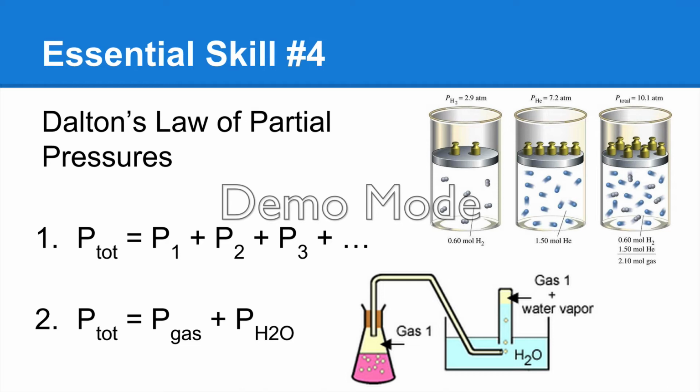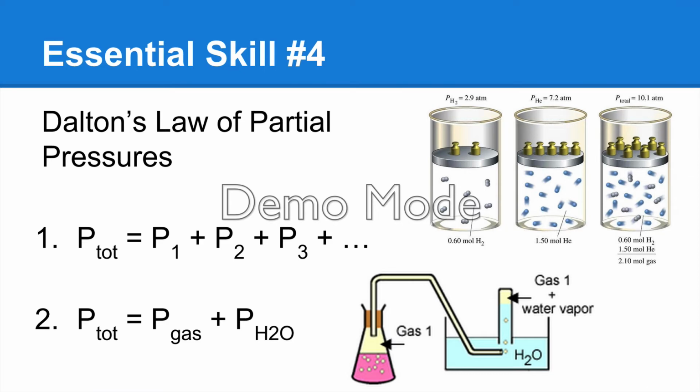The second part is very similar to the lab, where the total pressure, which is the atmospheric or barometric pressure, is equal to the pressure of the gas plus the pressure of the water vapor. The water vapor, you can see, is up here. The gas is being produced and piped into the tube, into this top part, and you add them together and you get the total.